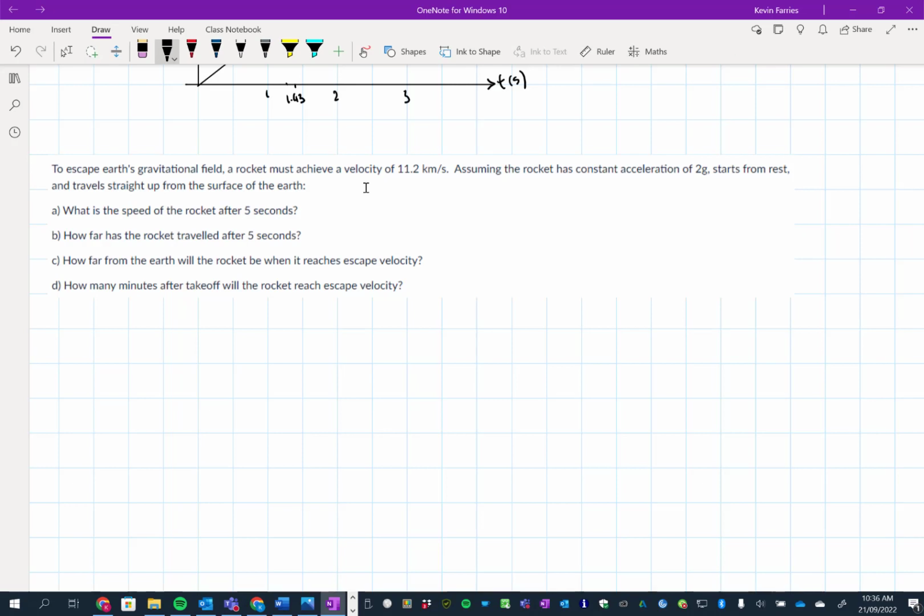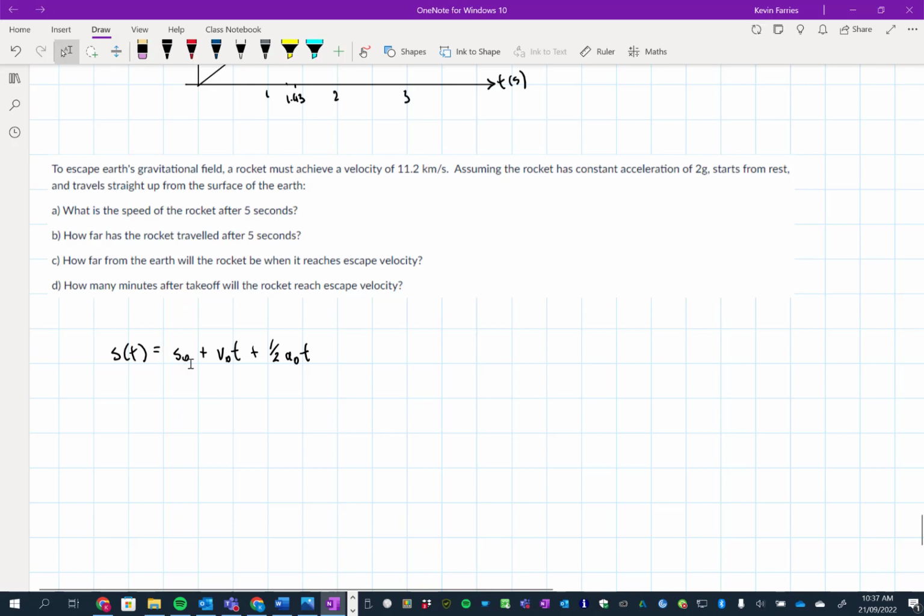problems, until you get used to them, is just to quickly write down the equations of motion for an object that has constant acceleration. So the displacement at time t is just equal to the initial displacement plus the initial velocity times time plus half times the acceleration times time squared.